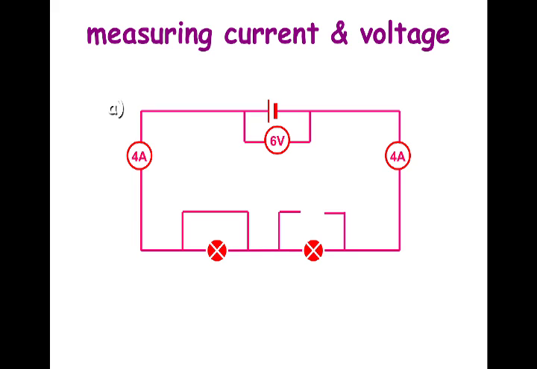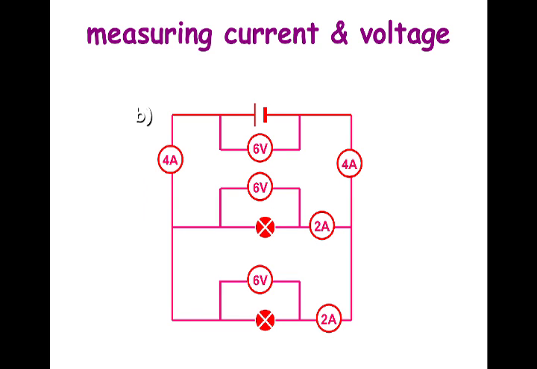So measuring current and voltage, we have a 6-volt power supply, and we have 4 amps of current in this parallel circuit. So if we're looking to measure voltage in a series, the voltage is going to be shared. The current is constant. Everywhere you measure, the current is the same. The voltage is shared. In a parallel, it's sort of the opposite. The current is 4 amps total, but in parallel, the current is shared.